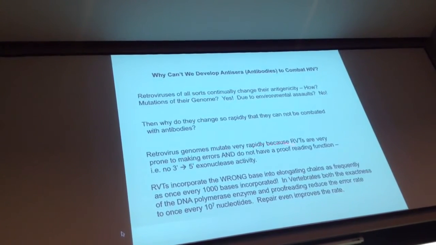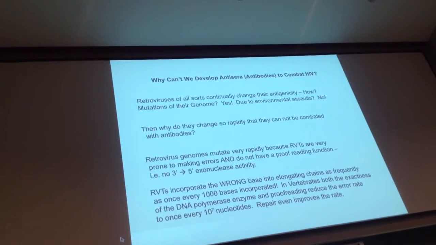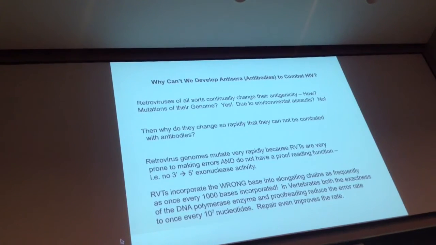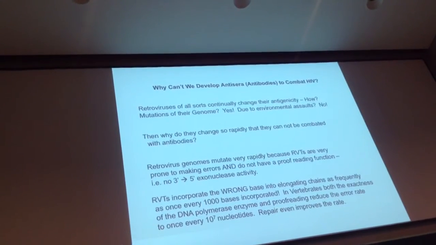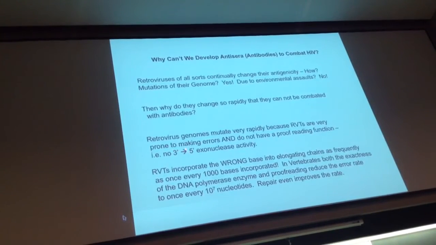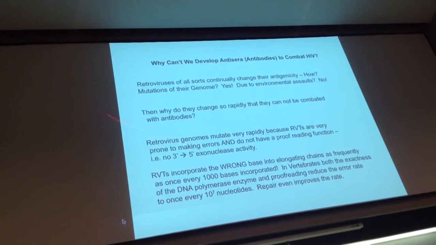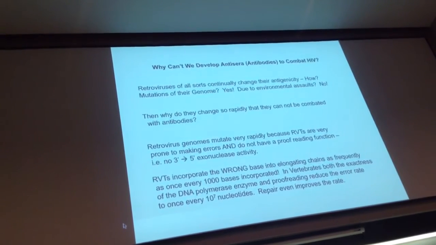Retrovirus genomes mutate very, very rapidly. Reverse transcriptases are prone to make errors, much more so than polymerase. They bind nucleotides, they put wrong nucleotides into the DNA, they make mistakes, right? And they don't have proofreading. They don't have that 3' to 5' exonuclease activity. So whenever they put in the wrong nucleotide, that's a mutation. And they put them in a lot.